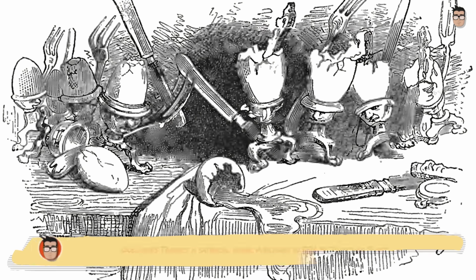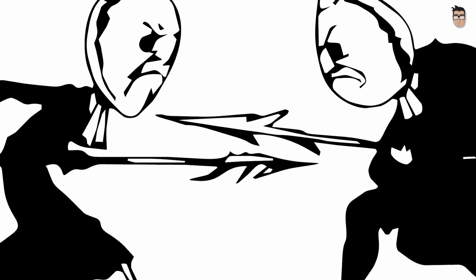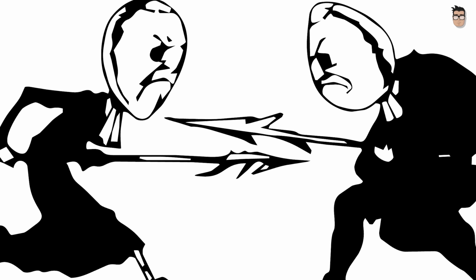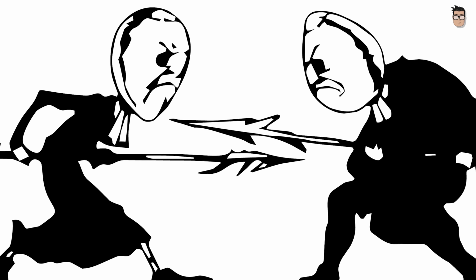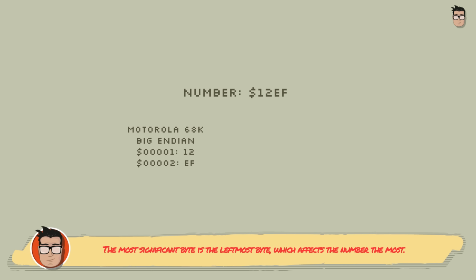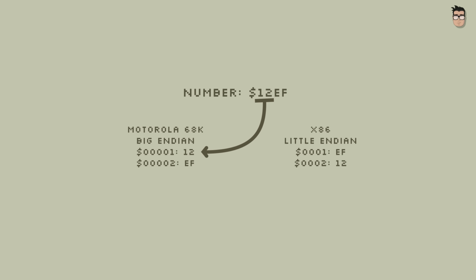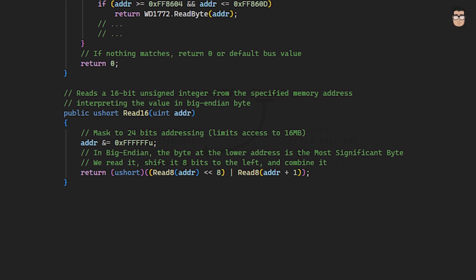In the book Gulliver's Travels, two religious factions in Lilliput are divided between those who break their boiled eggs at the small end, the Little Endians, and those who break them at the large end, the Big Endians. The Motorola 68K architecture is a Big Endian, while most modern systems today use a Little Endian architecture. What does that mean? It means that the Atari ST stores the most significant byte of any values at the lowest memory address. Basically, it stores the big part first.